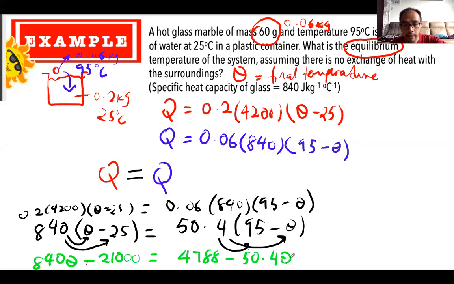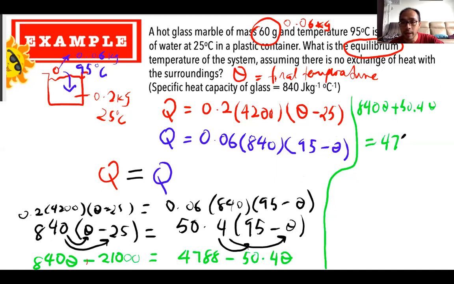Okay, thanks, Adina. Is everybody else awake? Or is everybody just waiting for Adina to press the calculator because only Adina has a calculator? What happened to your calculators? Okay, so this is mathematical, nothing much to this one. We move the 50.4 over here and we put the 21,000 over here. So this will be 840 theta plus 50.4 theta equals 4788 plus 21,000. Can you calculate this, please?